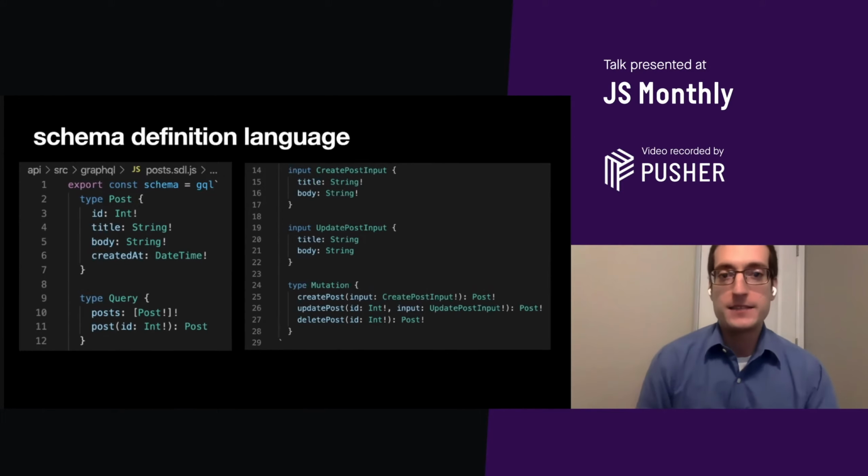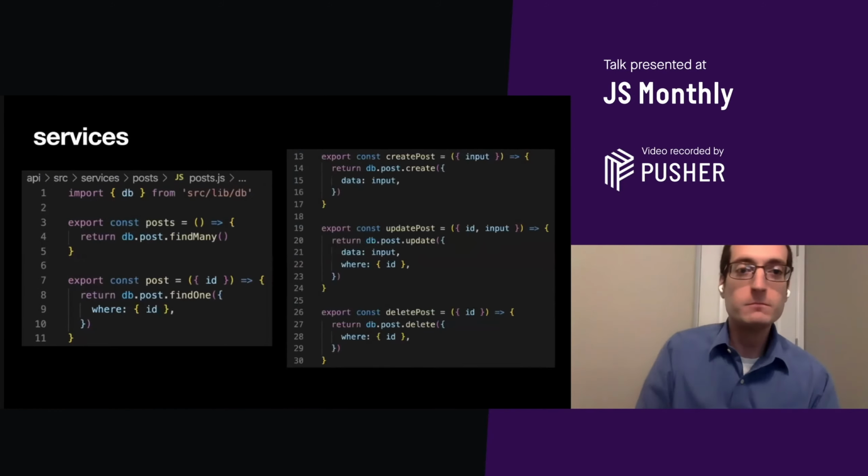On the right, that's then for our mutations. Not only can you query for data with GraphQL, you can also create, update, or delete things as well. So it can do all the kind of CRUD capabilities through GraphQL.